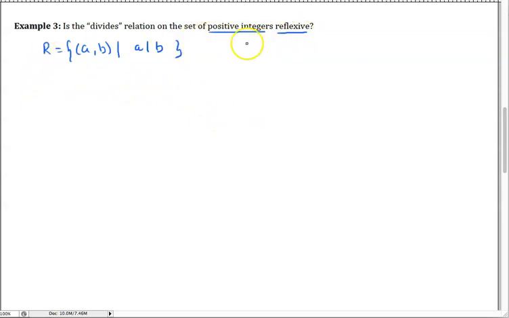So basically, if it's reflexive, it needs to contain all the coordinate points of this type, (a, a), for any a being a positive integer. So we need to check if it fulfills this rule. Okay, does a divide a? And it's a yes. So for any positive integer, a does divide itself. So this would be a reflexive relation.